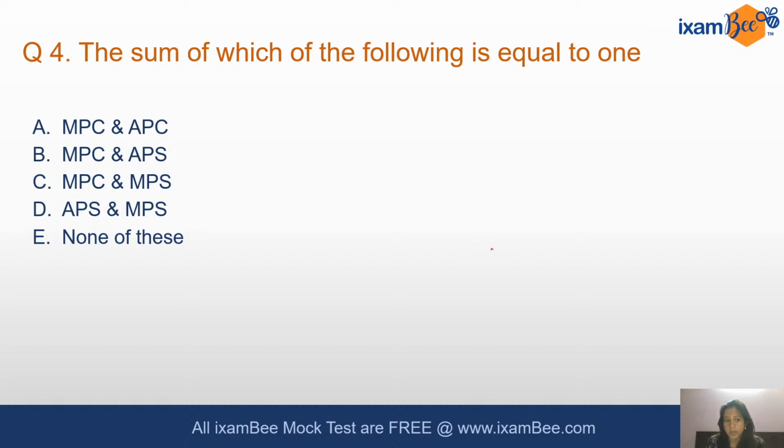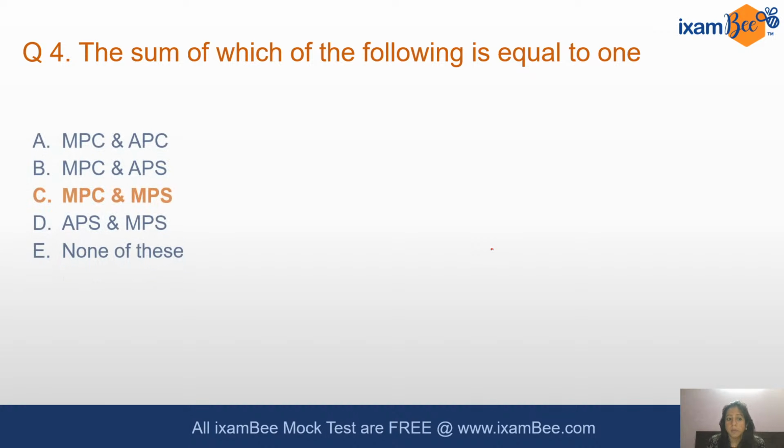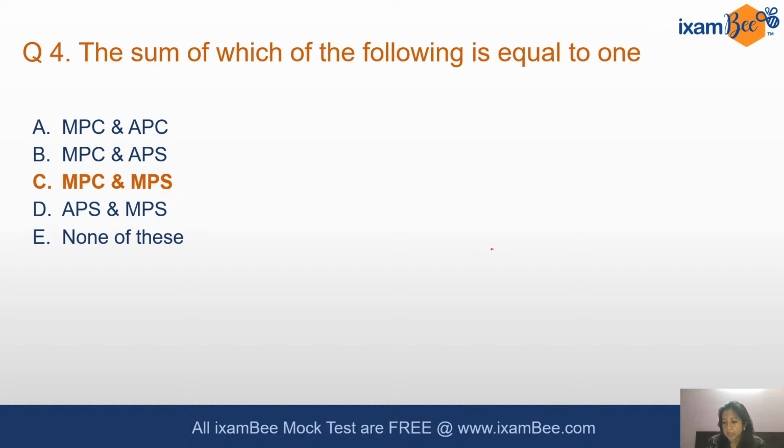Okay, I'm moving forward, and the answer for this is actually option C, that is marginal propensity to consume plus marginal propensity to save. If we add these two terms, then it will be equal to 1. The change in consumption with the change in income, yes, is the marginal propensity to consume, and the marginal propensity to save is indicated by the change in savings as per the change in income.